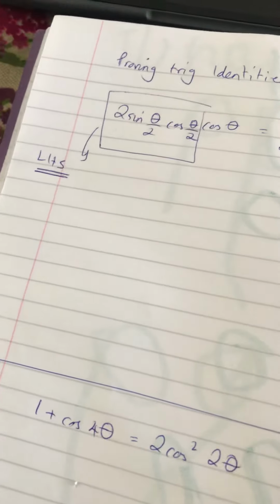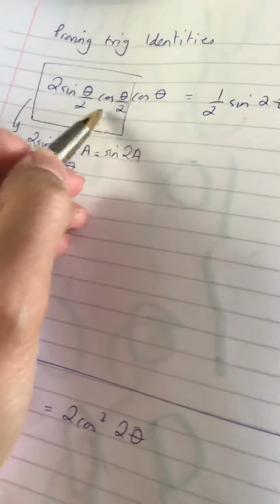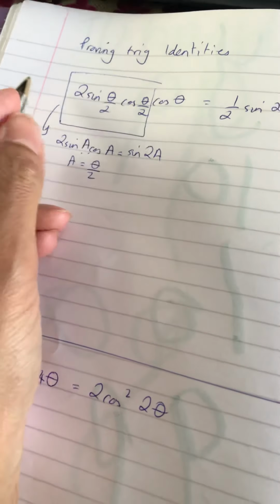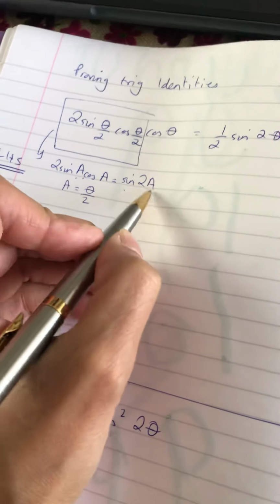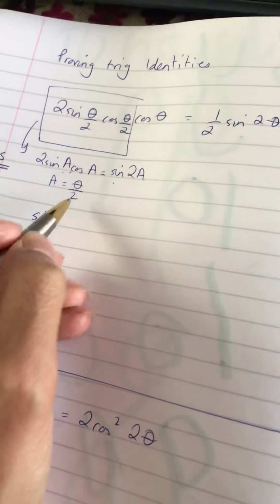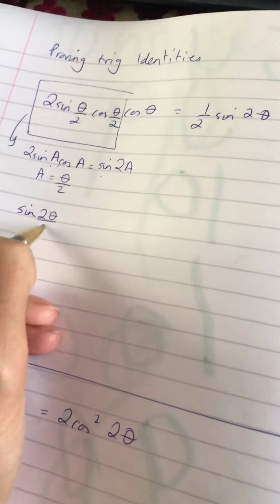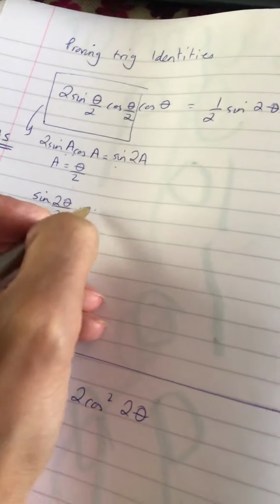Now I know 2 sine A cos A is one of my double angle identities, is sine 2A. Except here, A is theta over 2. So I'm just writing A is theta over 2. So this bit here, the bit that I've drawn a square around, I'm going to write is sine of 2 lots of A. So that's 2 lots of theta over 2. But I still have a cos theta multiplying it, so I've got times cos theta.